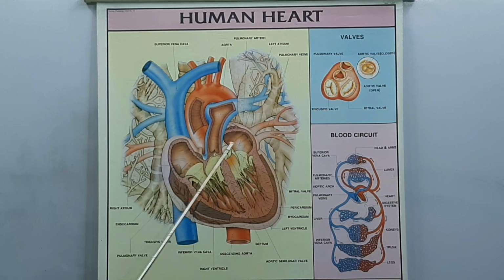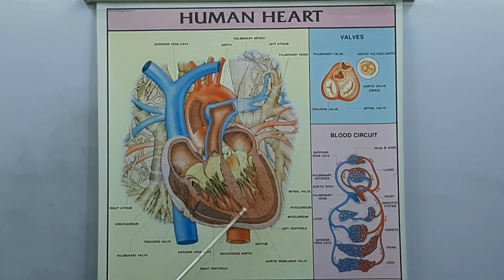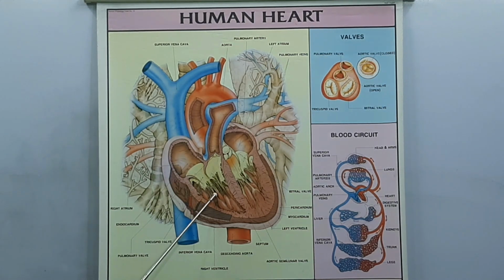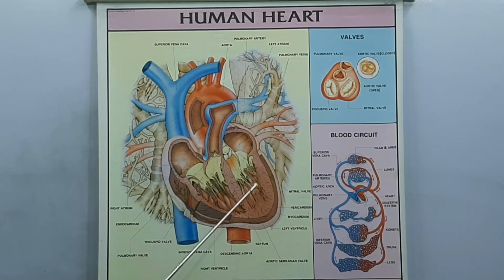Now, these are the four chambers of the heart. The upper two chambers are known as auricles, and the lower two chambers are known as ventricles. This is the right side of the heart. This one is the left side. Here it is the right auricle, this one is the right ventricle, the left auricle, the left ventricle.